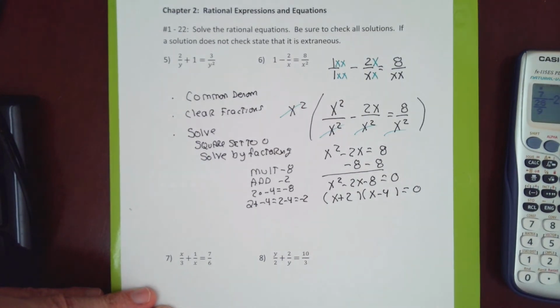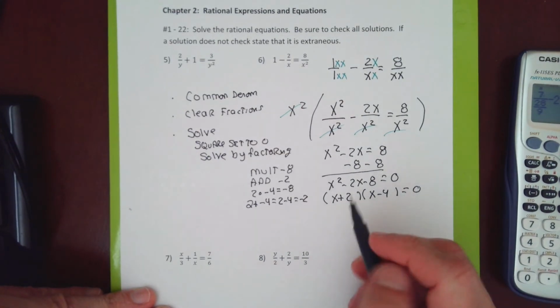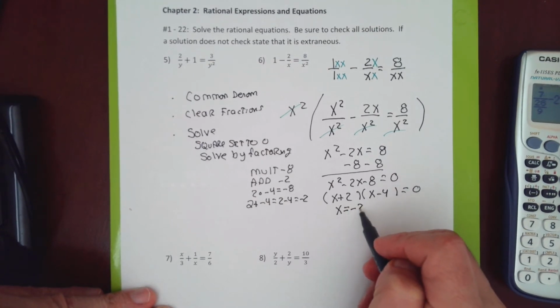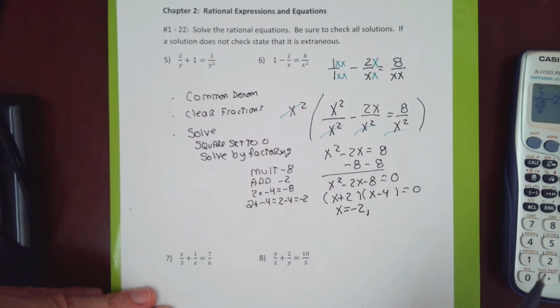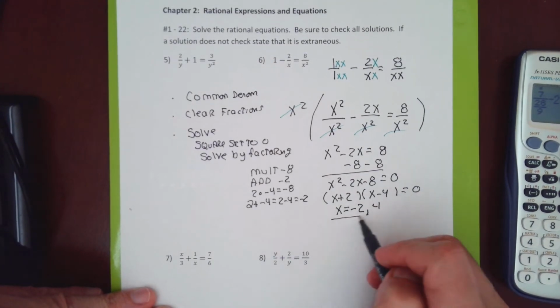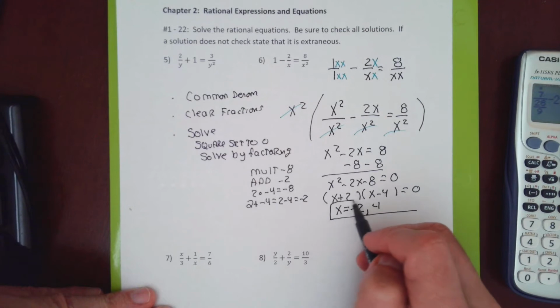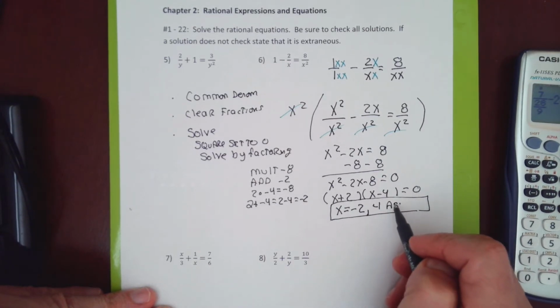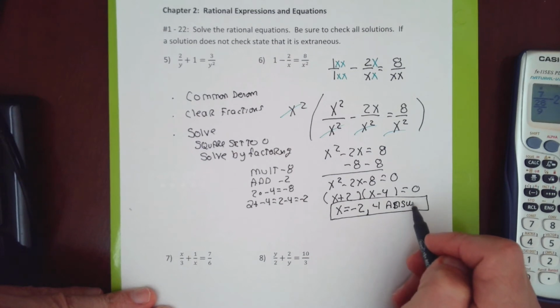I'm going to sight solve these. I'm not going to do the algebra. Just going to change the sign. The first parenthesis gives me a negative 2 for a potential answer, not guaranteed until I check it. The second parenthesis, if I set it equal to 0, I would add 4 to both sides. And that's the other answer that I want to check.